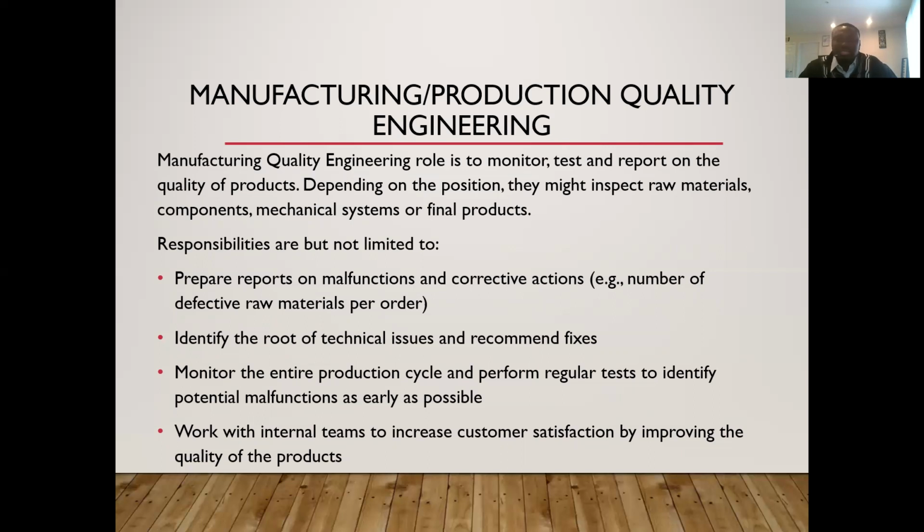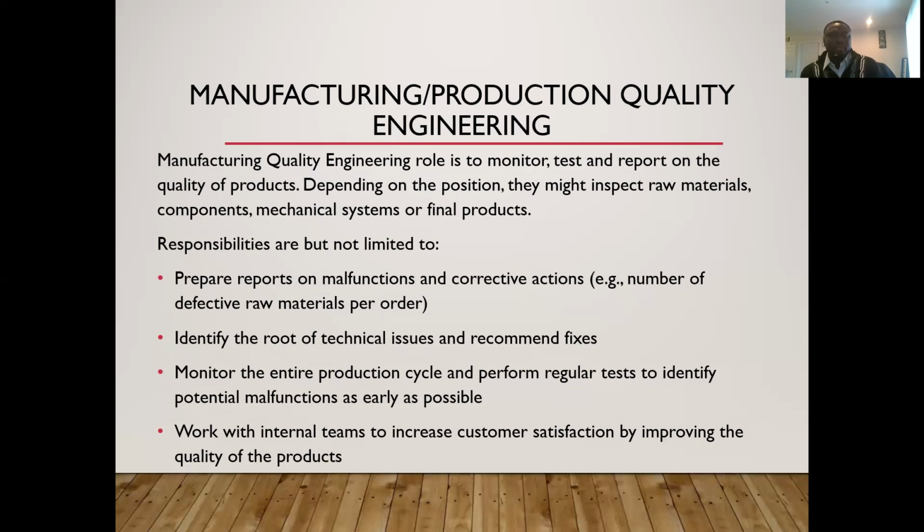They monitor the entire production cycle, that is on the manufacturing floor, and perform regular tests to identify potential malfunction as early as possible. Because you want to make sure that the product which you are making, if there's a defect, you want to identify the defect at an early stage of manufacturing. You don't want to identify these defects or issues within the final phase of manufacturing. If that's the case, you have to go back and start all production again, and that will be a waste of time. At the same time, it will lead to overproduction. And overproduction is a waste within Lean Six Sigma.